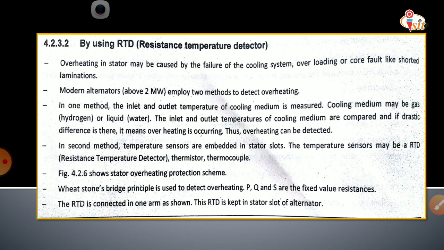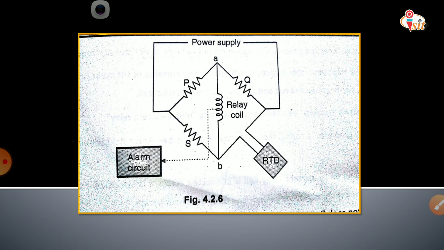How exactly will this system work? So here is the system, the figure shows the stator overheating protection scheme. Here the Wheatstone bridge principle is used to detect the overheating.